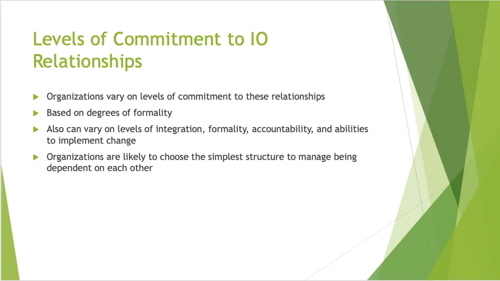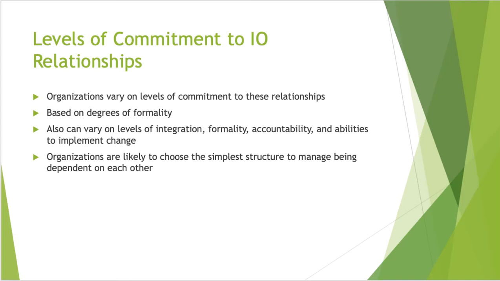So we're going to continue on to levels of commitment in interorganizational relationships. So organizations can vary on levels of commitment to their relationships. And you can see that these are going to be based on degrees of formality. So what that means is how formal they have to be with each other and how committed they are. And you're going to see that in the next couple slides, like a continuum, a scale of how formal and committed they're going to be to each other. So it can also vary in terms of integration, formality, like we said, accountability, so being accountable to each other, as well as abilities to implement change.